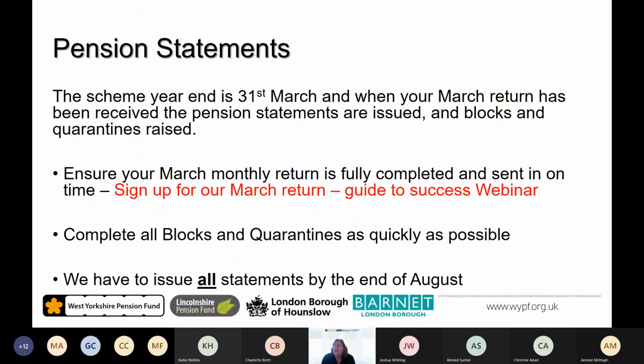So, pension statements. The scheme year end is 31st of March, i.e. today. And once your March return has been received and we've processed it, we then go on to producing the benefit statements. If there are any queries or problems with anything that you sent in, it will create blocks and quarantines. So ensure your monthly return is fully completed.